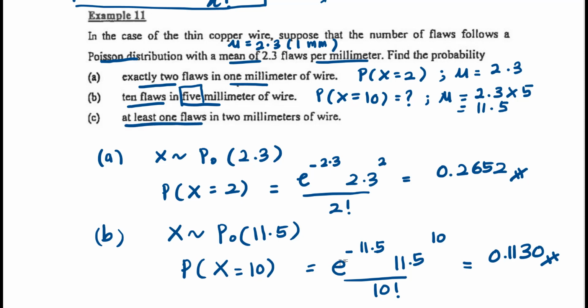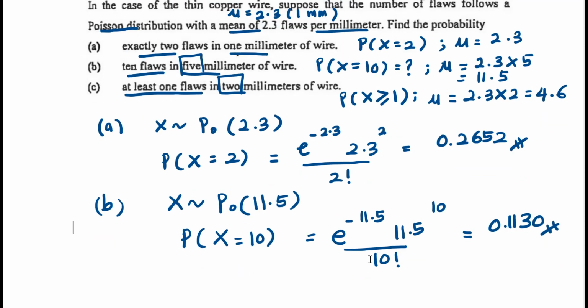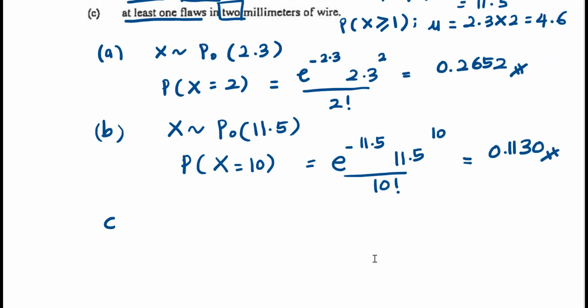Okay, now we proceed to question number C. At least one flaw. That means the question asks you at least, that means greater or equal to 1. In 2 millimeters. Okay, the question gave you the mean of 2.3 for 1 millimeter. Now the question asks 2 millimeters. That means you must calculate, you must get your new mean. So for question number C, you have a new mean. As Poisson, your new mean is 4.6.